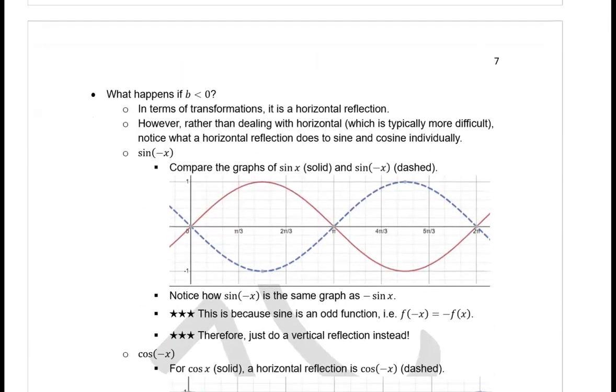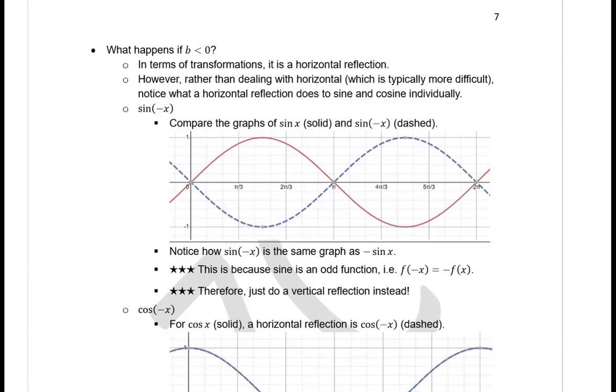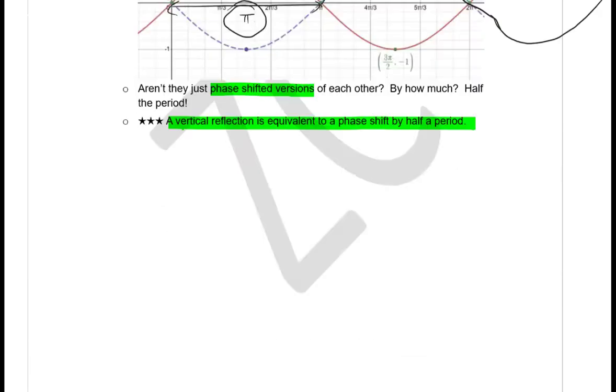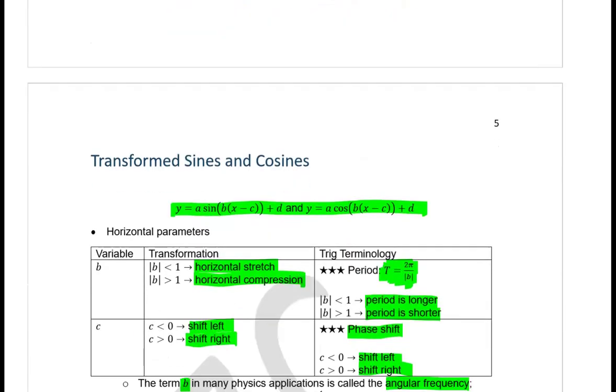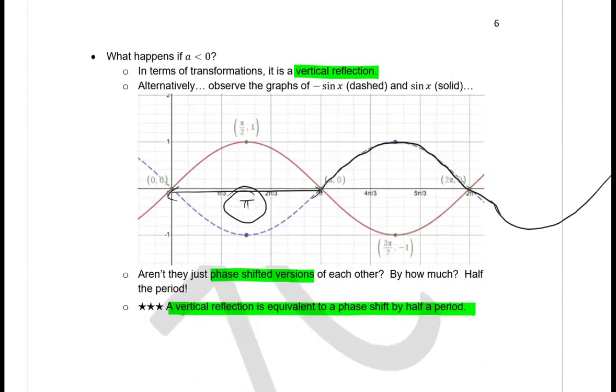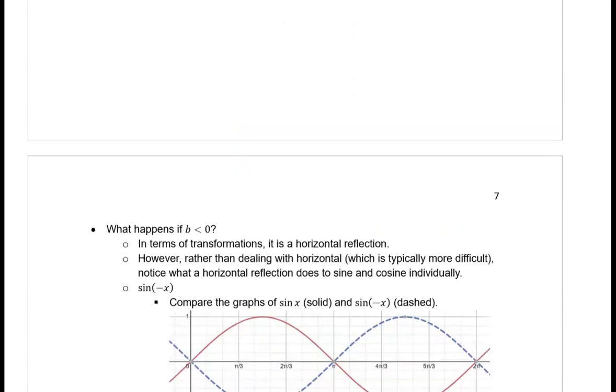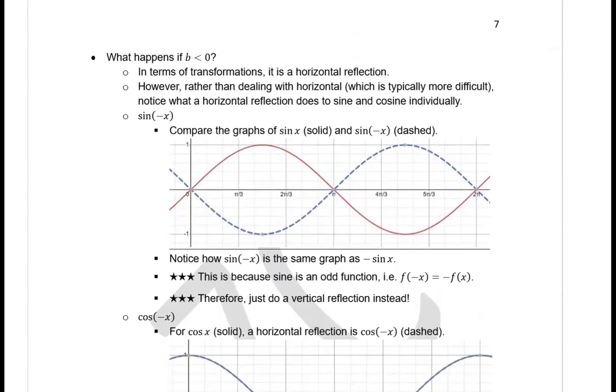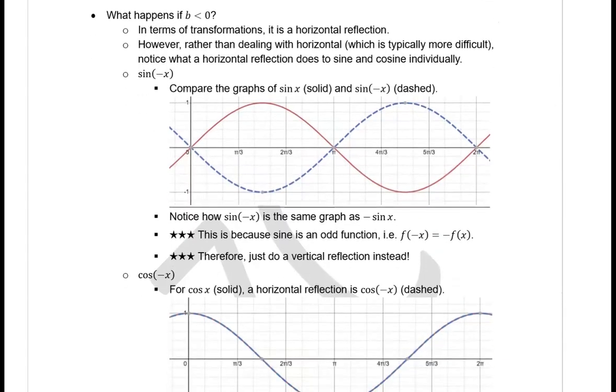Now, what happens if B is less than 0? Okay, let's actually go back once again. Sorry for the scrolling. What is B? B has to do with the horizontal stretch compress, but if B is negative, that's a horizontal reflection, right? Okay, we have to look at the case for sine and cosine individually because a horizontal reflection for each of them is different. Okay, so let's look at sine first.